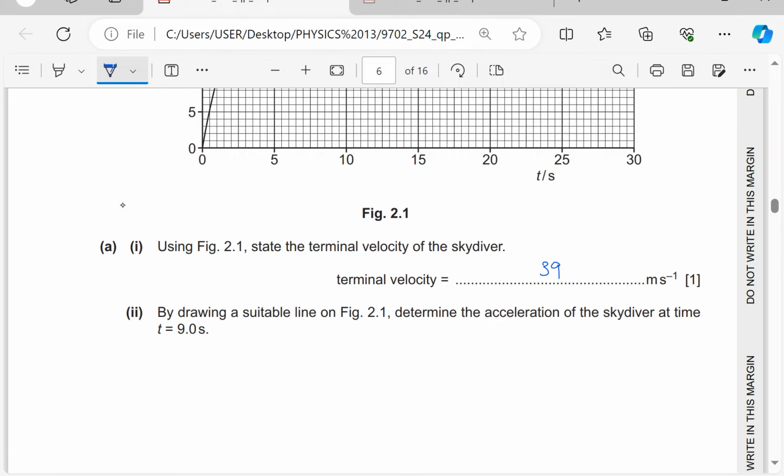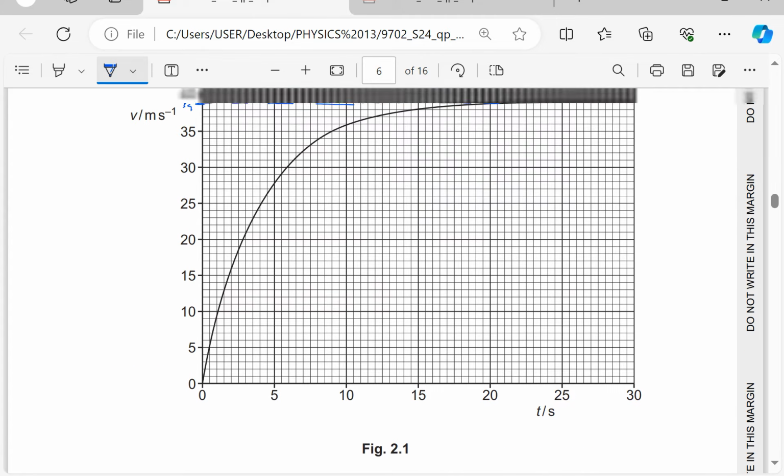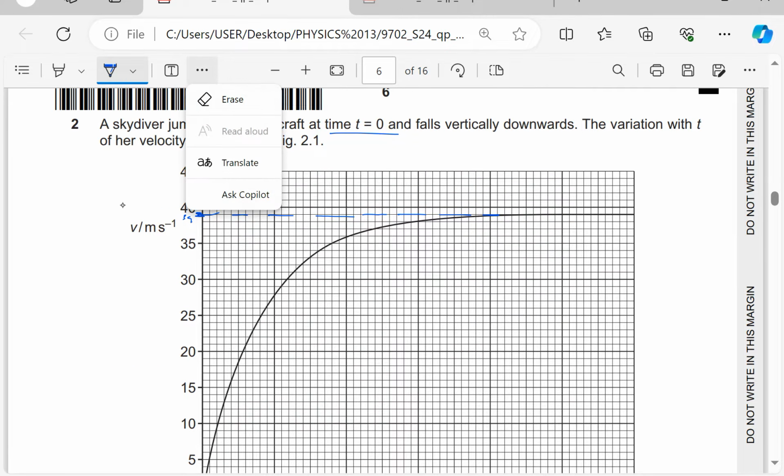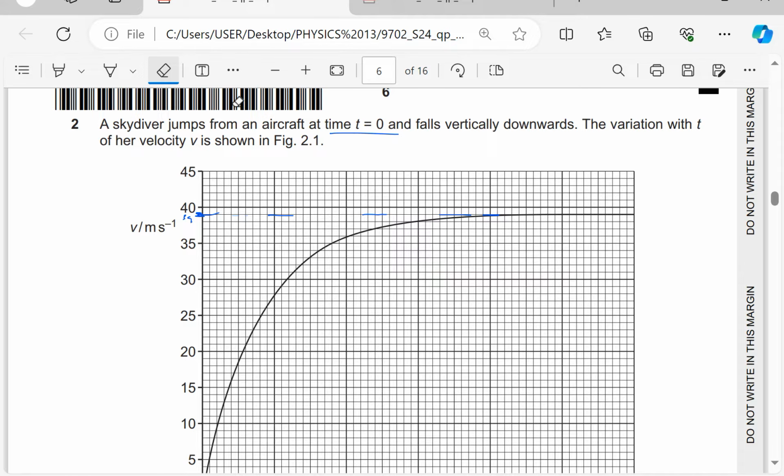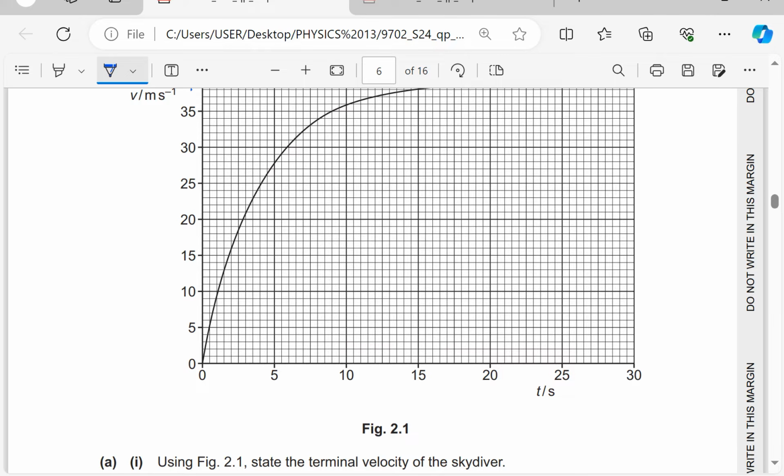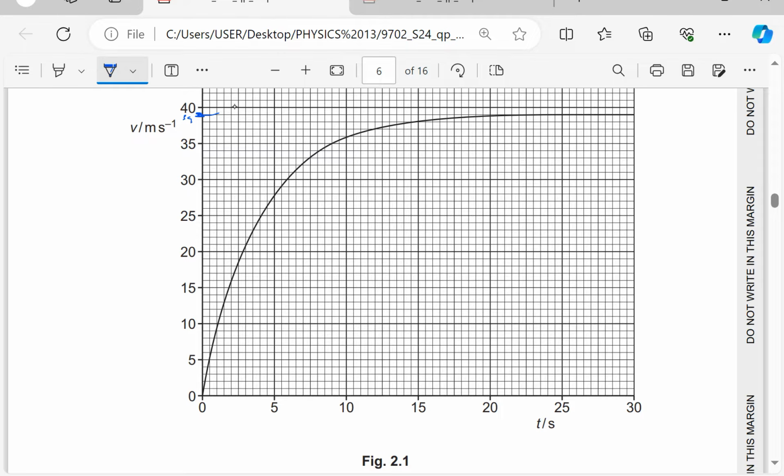Then by drawing a suitable line on the figure, determine the acceleration of the skydiver at time t equals 9 seconds. So I have to rub off this because this is not the line required. So at 9 we have to draw a tangent. So the scale on the x-axis is, I think, 0.5. So I think 9 is here. This is 9. So I must draw a tangent at 9.